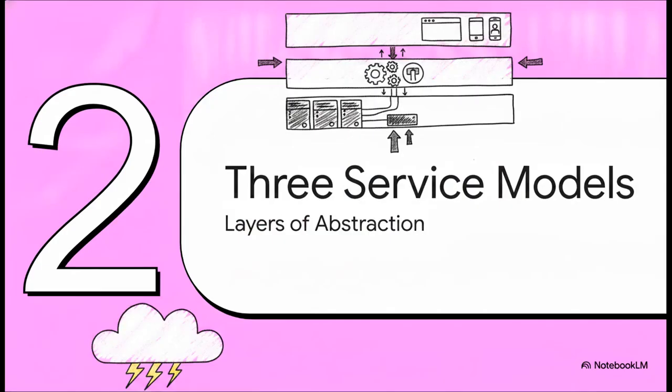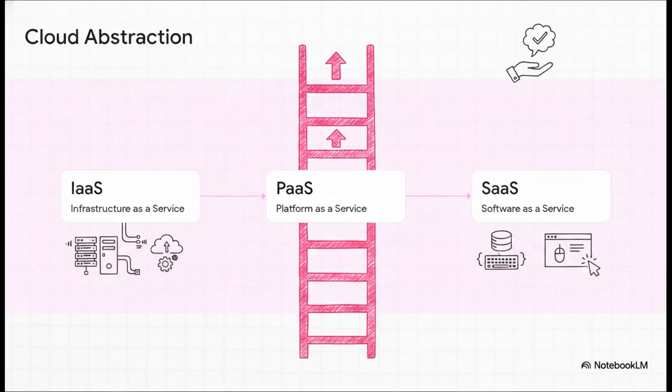Section 2. The three service models, layers of abstraction. Right, now that we know the physical hardware, let's move on and see how this builds. We're going to ascend the ladder of cloud services to see how these resources are actually packaged. Down at the foundation, we have infrastructure as a service, or IaaS. One step up is platform as a service, PaaS, and sitting at the very top, we have software as a service, or SaaS. Basically, every step up this ladder removes another layer of technical management from your plate.